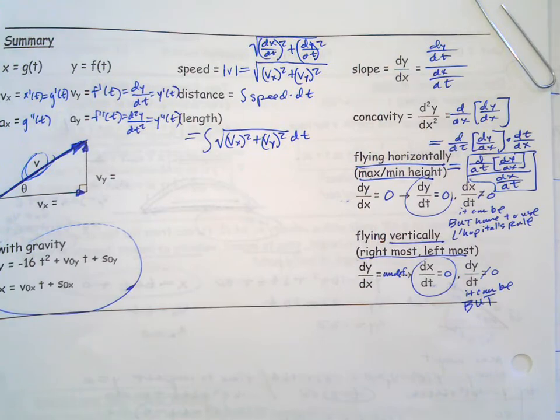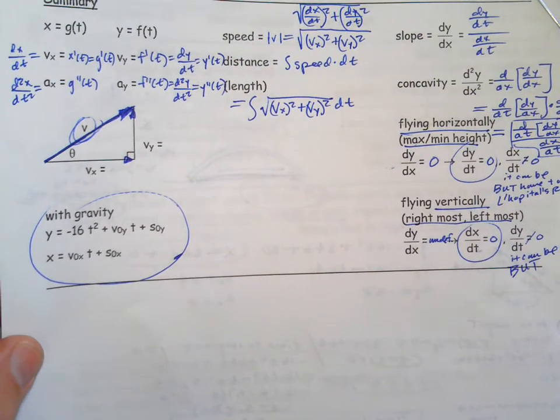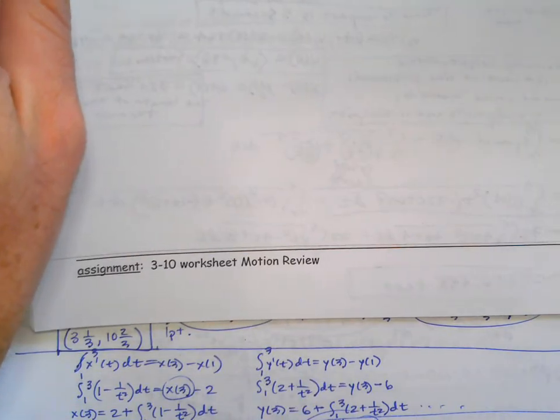So that's it. A little summary of everything we've talked about in this chapter in one little less than half of a page. Your assignment is worksheet 310. Try it.